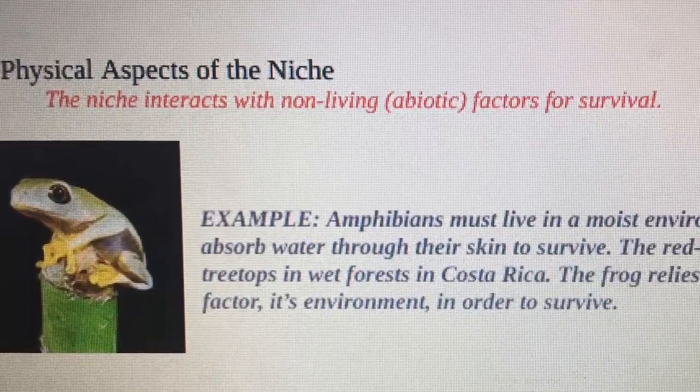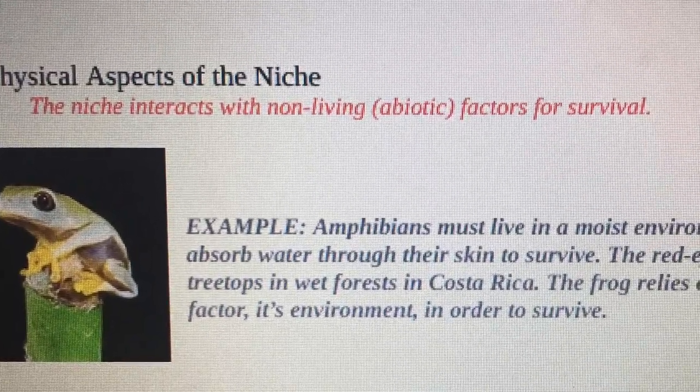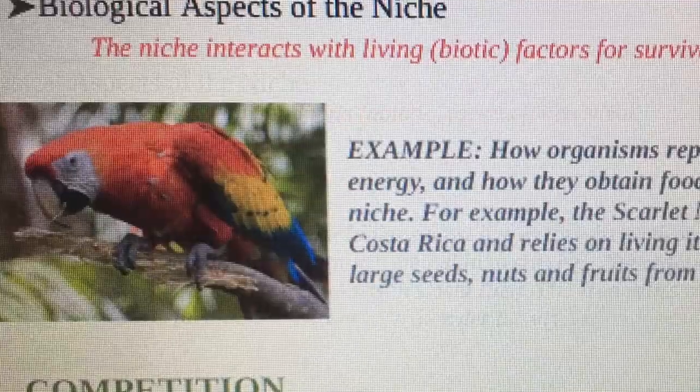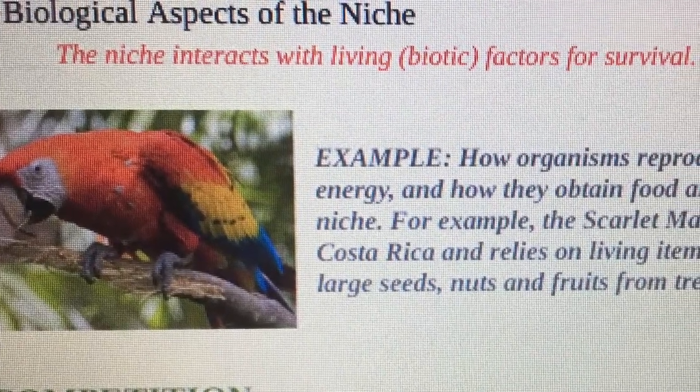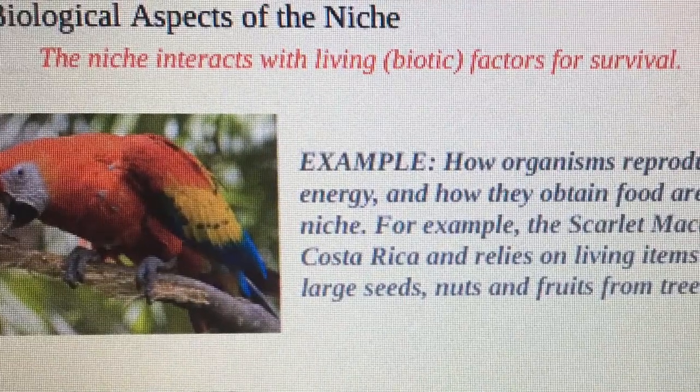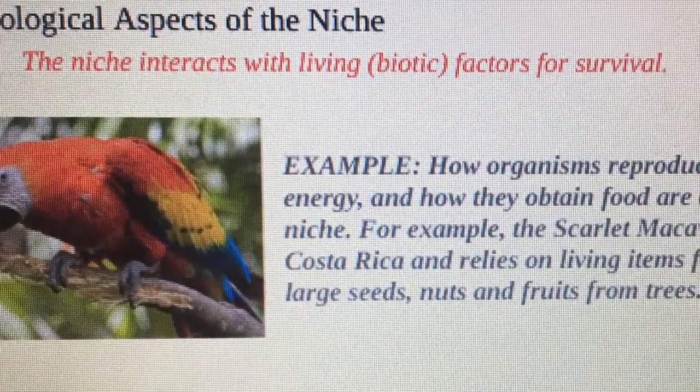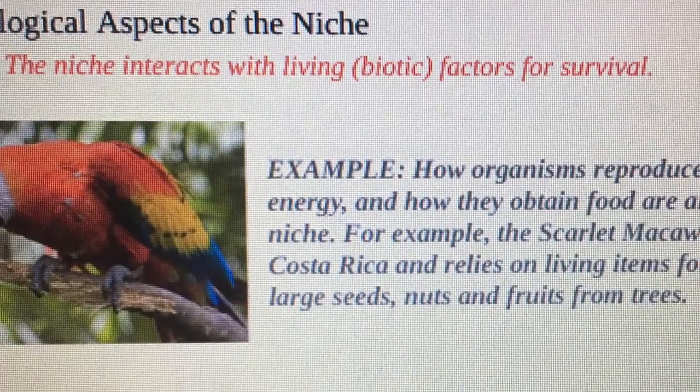Two, physical aspects. Examples would be absorbing water through the skin or the loss of skin. Three, biological, the way food is eaten and reproduced and how it attains food. Another example would be multiple species living in the same area and feeding on different prey.